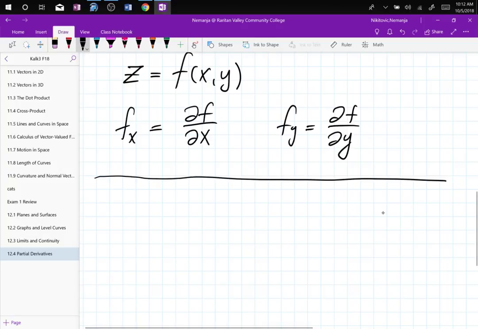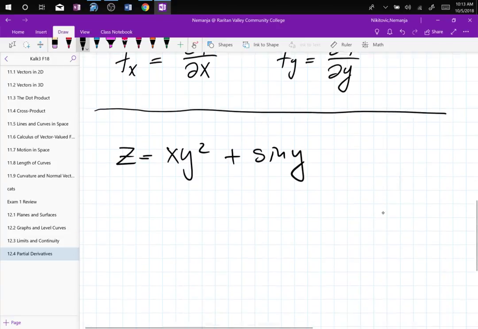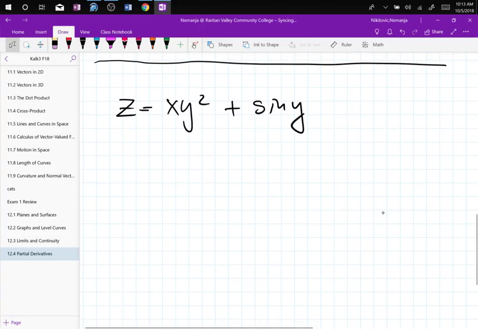Mechanics. So say that z is given as xy squared plus sine y. So this is some kind of a surface, right? You can go in your favorite graphing tool and plug this in, and you are going to get some kind of wavy surface because of sine y. Can't do it in that one, right? The graphing, because it's only 2D.